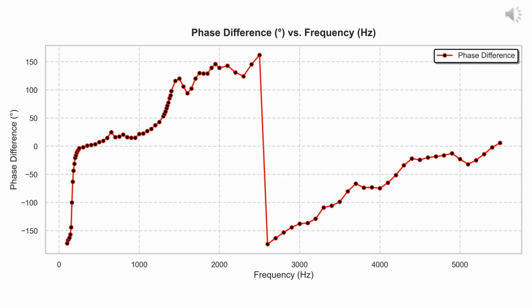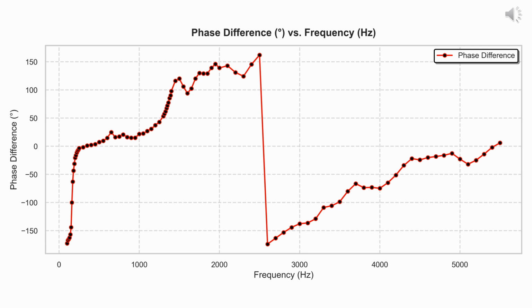This graph represents the phase difference in degrees versus frequency in hertz in a piezoelectric speaker experiment, showing how the output signal lags or leads the input signal at different frequencies. At lower frequencies like 0 to 500 Hz, the phase starts at minus 180 degrees, indicating a strong lag, and gradually shifts towards 0 degrees.